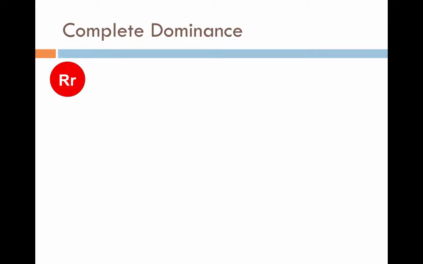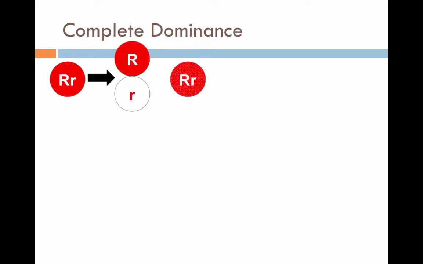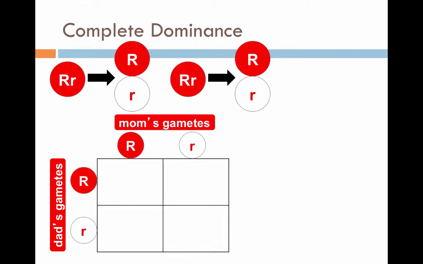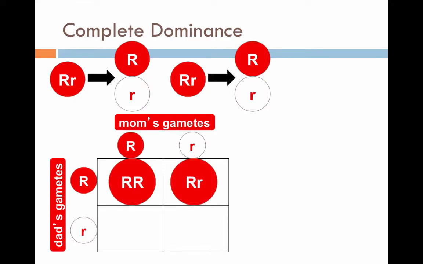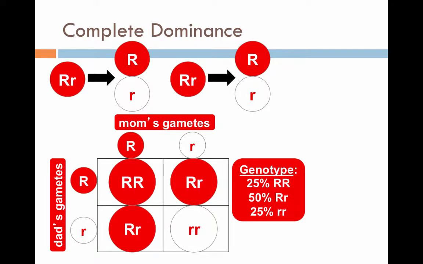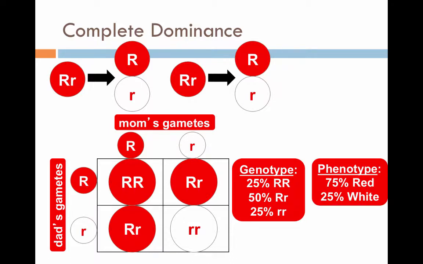If you were to do a Punnett square and you had a heterozygous organism, the gametes would be big R and little r. Same thing with the other one, big R and little r. You'd put it in a Punnett square like this. You'd cross mom's gametes with dad's gametes, and you would get this ratio. You would get 25% of the kids would most likely be big R big R, 50% of the kids would be big R little r, 25% of the kids will be little r little r, and if we were to look at the phenotype, we would see that 75% of the kids would be red and 25% of the kids would be white. There's nothing new here. This is what we have done over and over again.